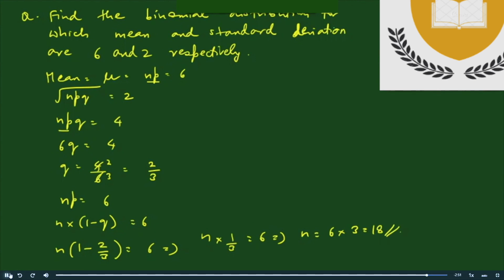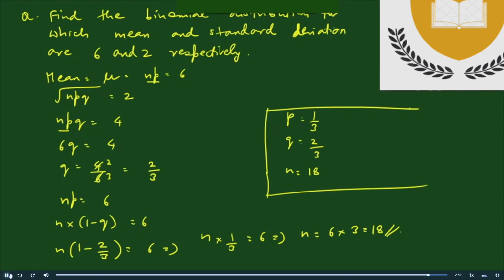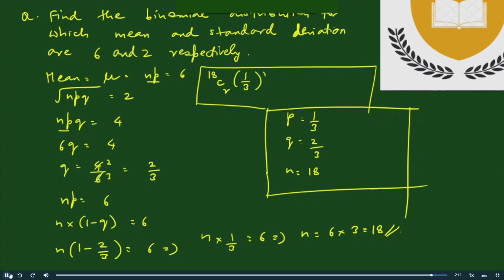So therefore, I write the answer here: p is equal to 1 by 3, q is equal to 2 by 3 and n is equal to 18. This is my answer for the binomial distribution for which these values are applicable. So what is the binomial distribution? It is nCr, where n is 18, so 18Cr. r is not known, so we keep it as r itself, into (1 by 3) to the power r into (2 by 3) to the power n minus r.